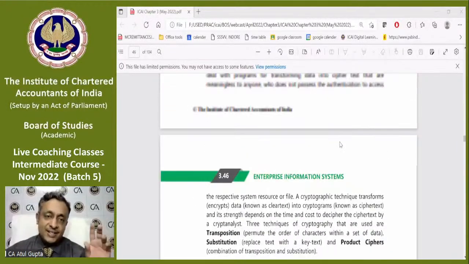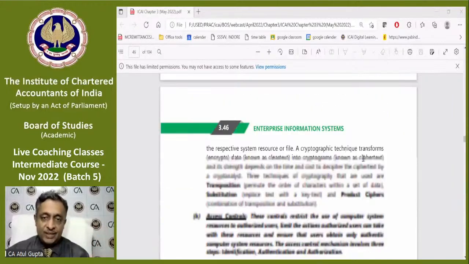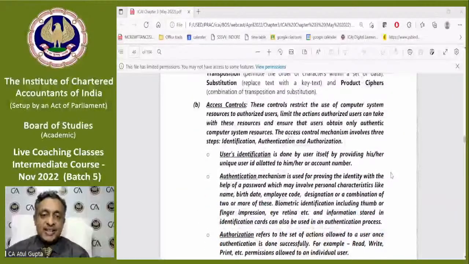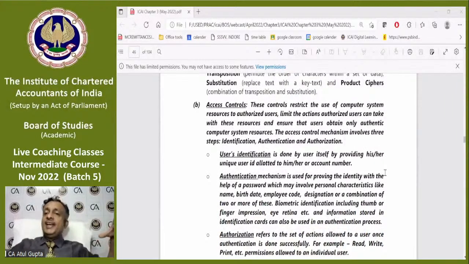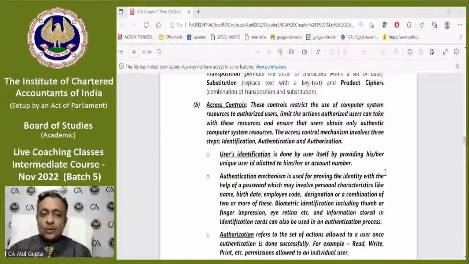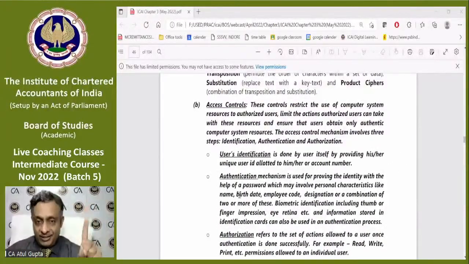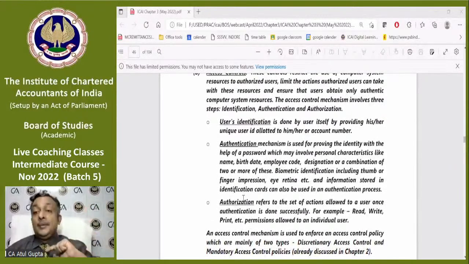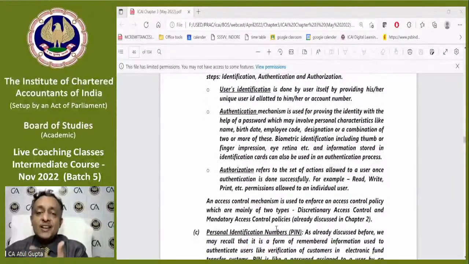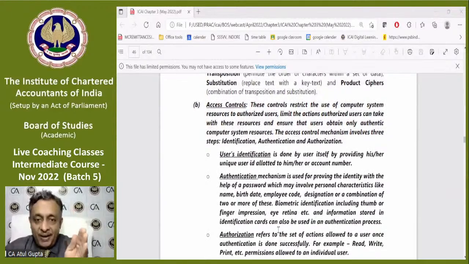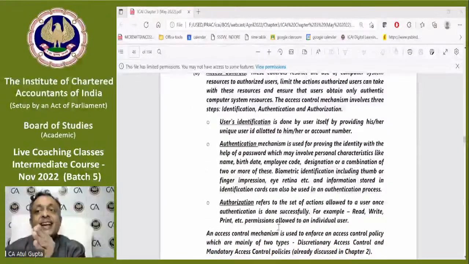So first was cryptographic controls. Then access control. Who is accessing the system? When an individual accesses a system, you require, I'm only reading the headers, the rest you know. Identification: who is there? Me. Authentication: how I have proved who I am. And once I've proved myself, authorization: what I can do. So I am identified, I am authenticated, and I am authorized.